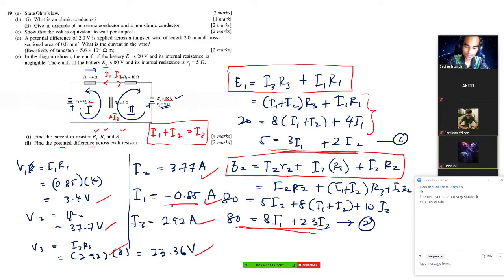You may ask me, is the negative important or not? Yes, it is important. For this part, I1 equals negative 0.58. We have to show that it's negative. Meanwhile, on this side, you're going to find the magnitude, so no need to put the negative.